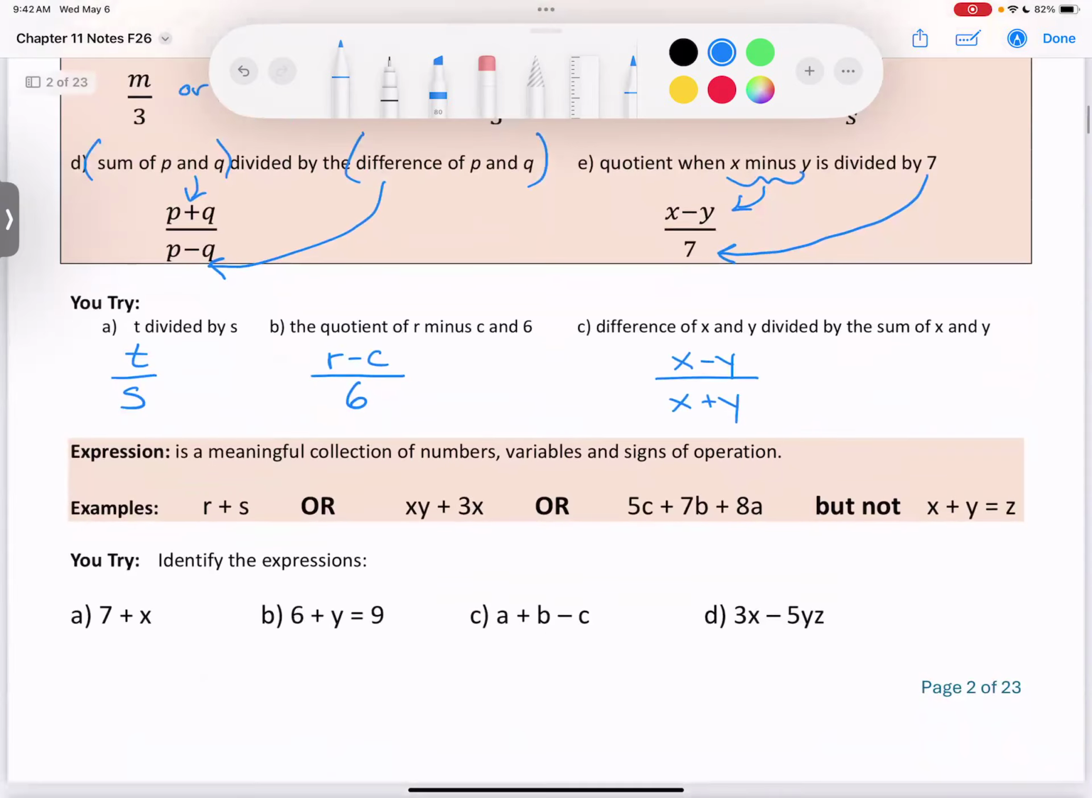Okay, lastly, let's look at what an expression means. So an expression is a meaningful collection of numbers, variables, and signs and operations. It does not have an equal sign. Let's say no equal sign.